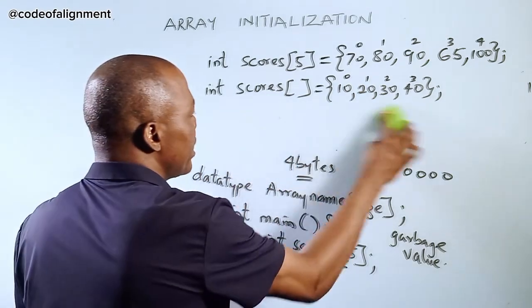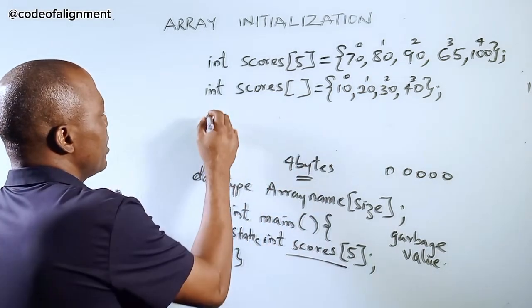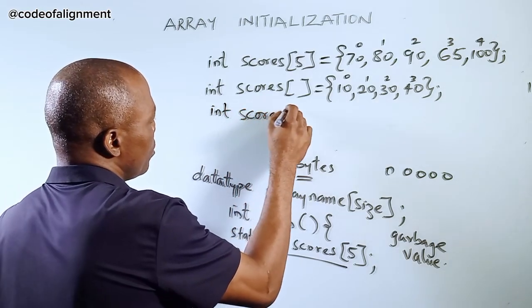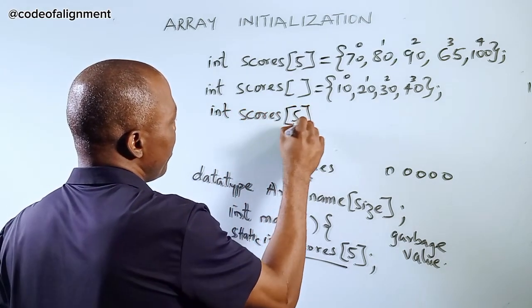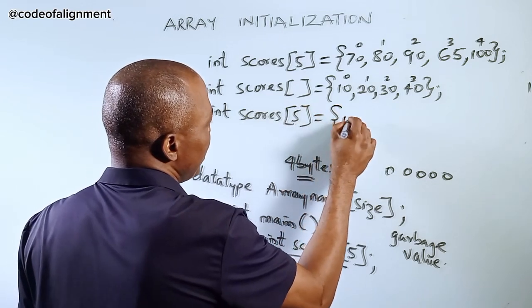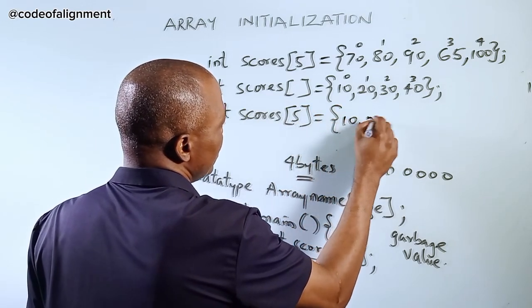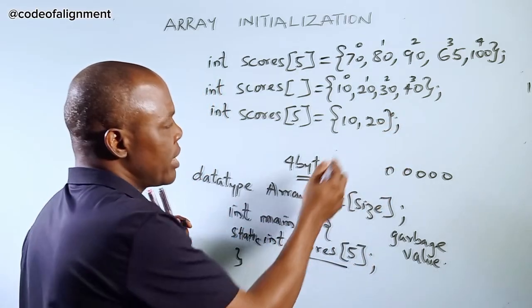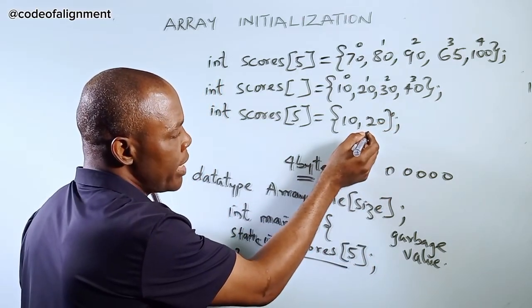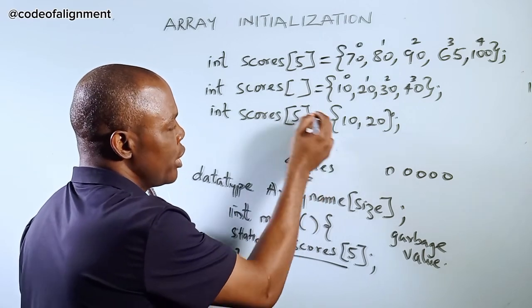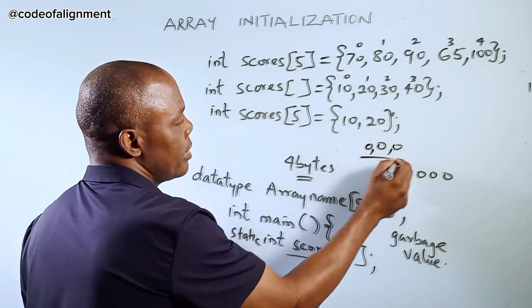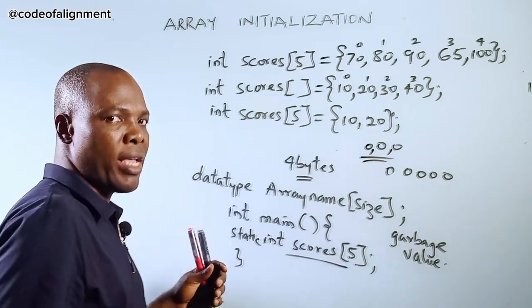Then another one again, you can initialize this. You can say int scores, I will say 5, and then we initialize 10, 20. We can do this. So automatically, since we supplied values to only two elements, the remaining three will be 0, 0, 0, right? 0 will be assigned to them.